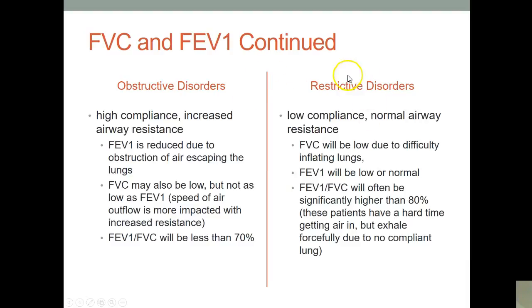Okay, restrictive disorders. This is where we have a low compliance, but normal airways resistance.